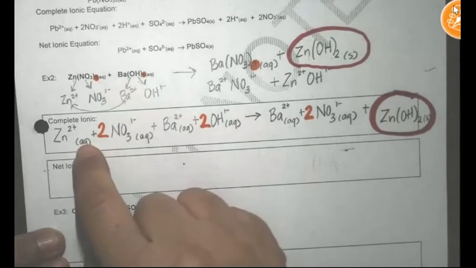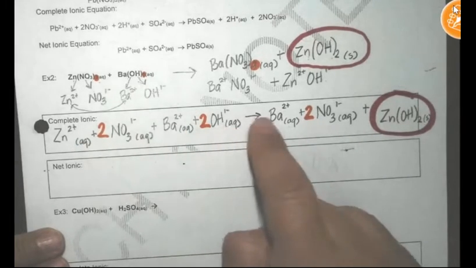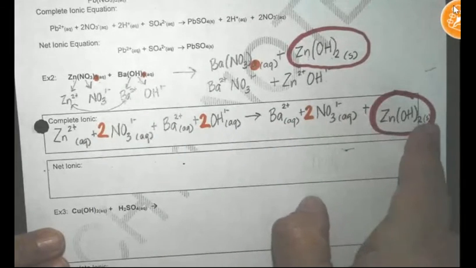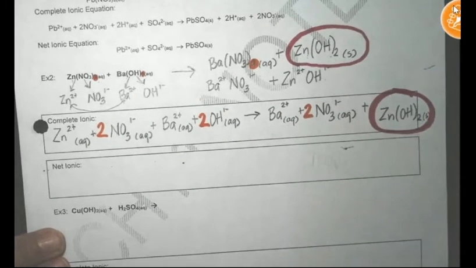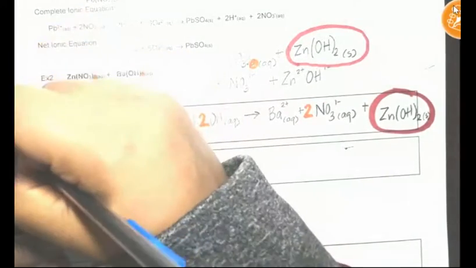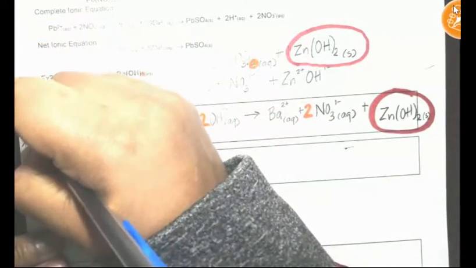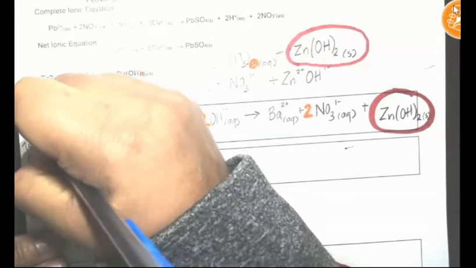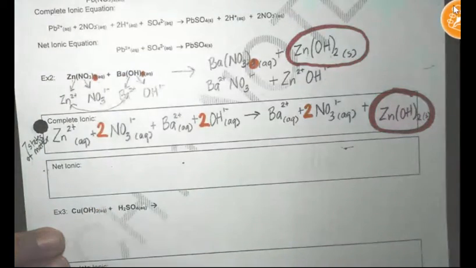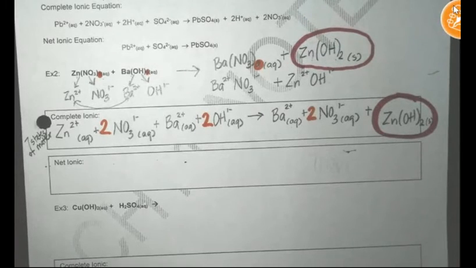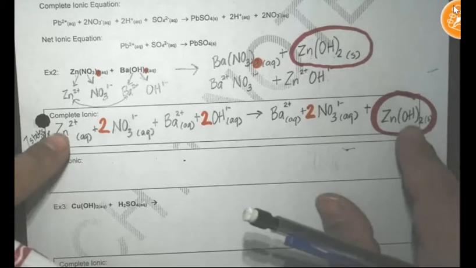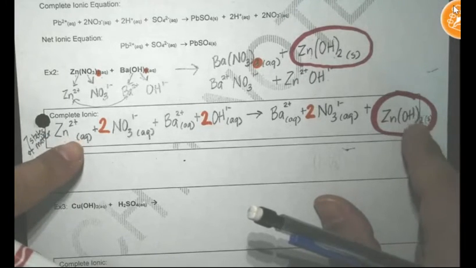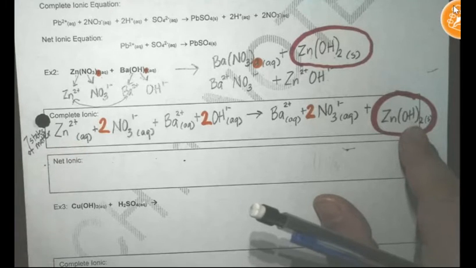All right. Now, something I like students to do first is to count how many states of matter they have. 1, 2, 3, 4, 5, 6, 7. You should have 7 states of matter when you're doing the complete ionic equation. The next thing you should do is make sure that you have the same number of ions on both sides, all right, that are not participating in the making of the precipitate.